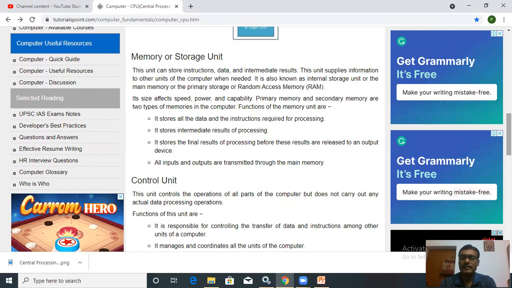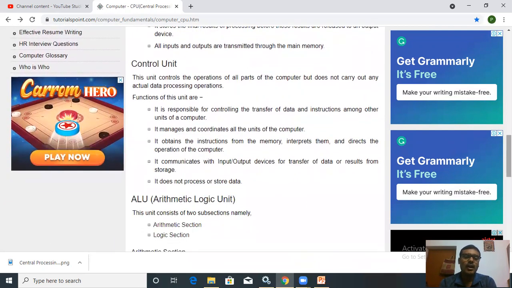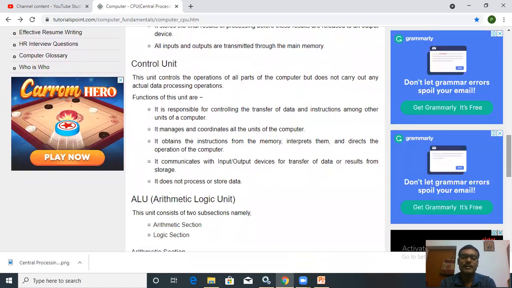You can see the second unit, which is known as the control unit. This unit controls the operations of all parts of the computer, but does not carry out any actual data processing operations. The CU does not carry out any data processing. It is only responsible for controlling all the operations of the different parts of the computer.